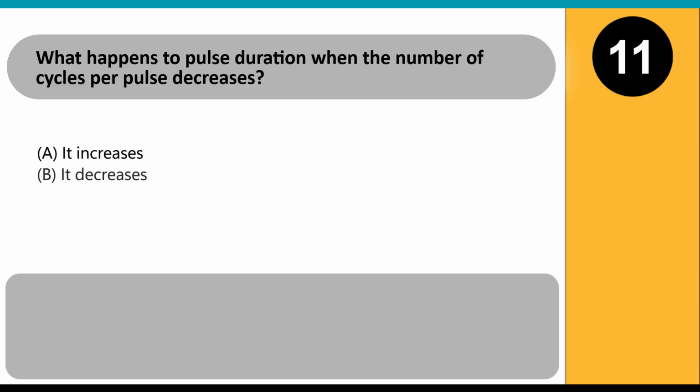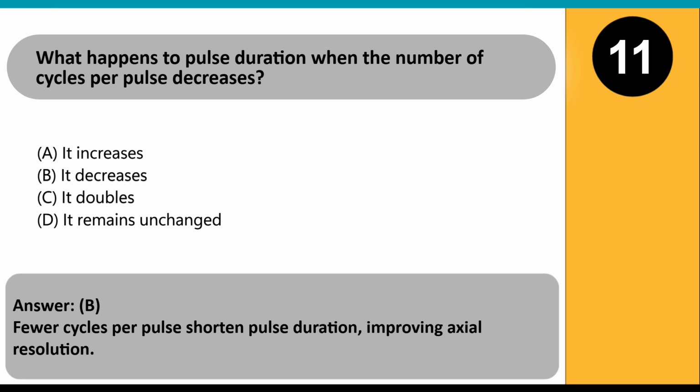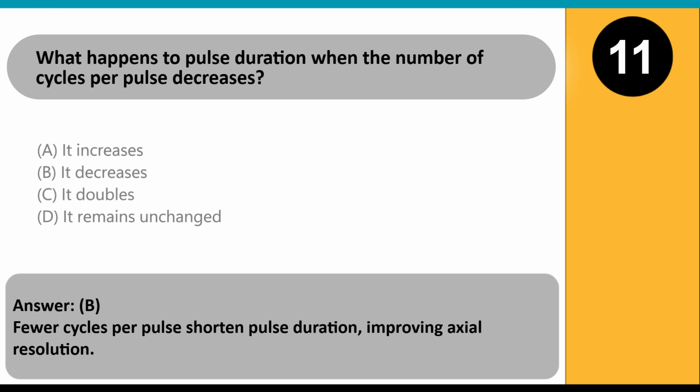What happens to pulse duration when the number of cycles per pulse decreases? A. It increases. B. It decreases. C. It doubles. D. It remains unchanged. Answer B. Fewer cycles per pulse shorten pulse duration, improving axial resolution.